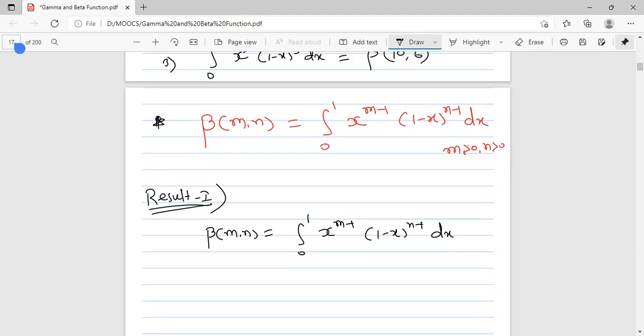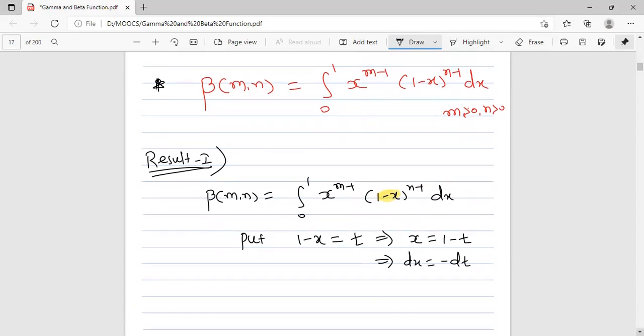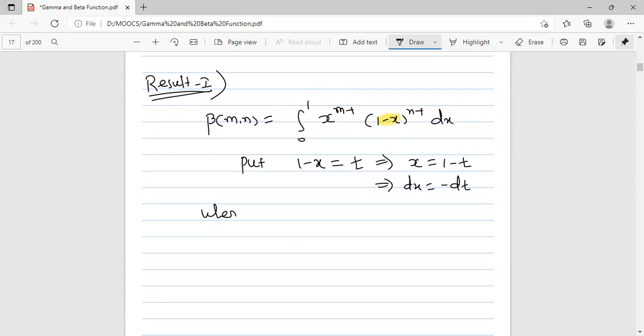In this result, I will try to put 1 minus x equal to t. Then we get x equal to 1 minus t. From this, dx equal to minus dt. Limits: when x equal to 0, t becomes 1, and x equal to 1, t becomes 0.